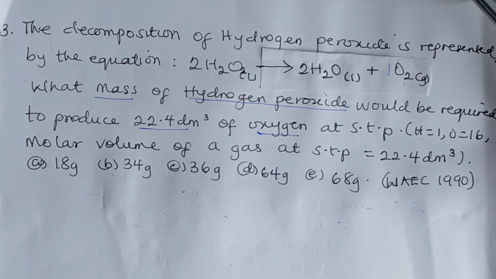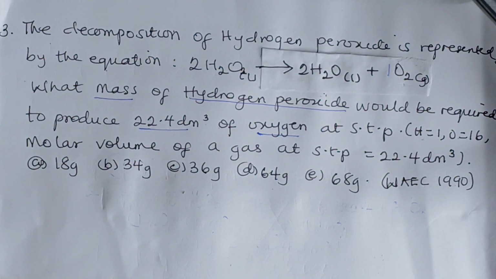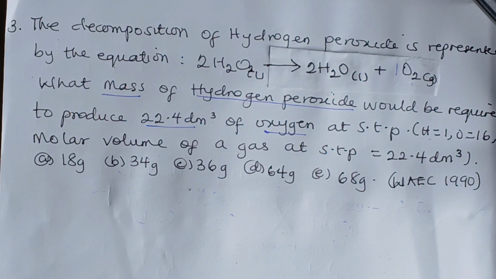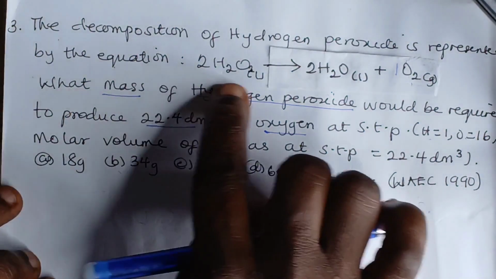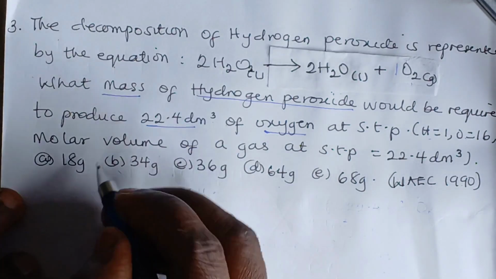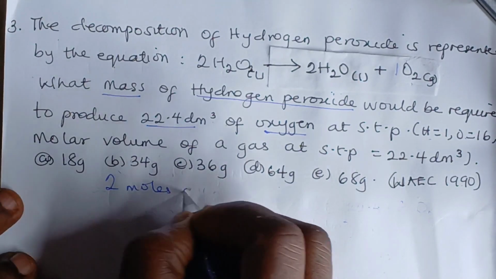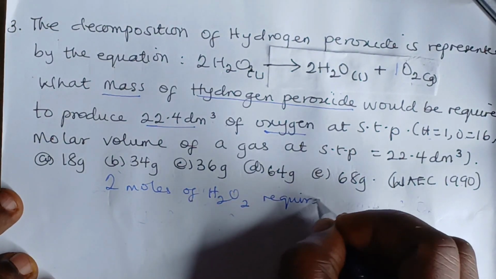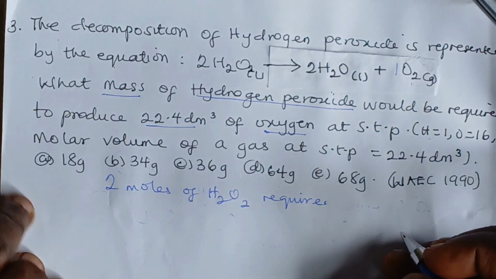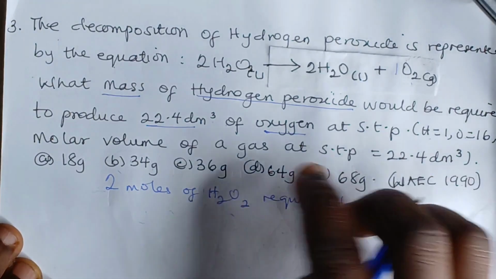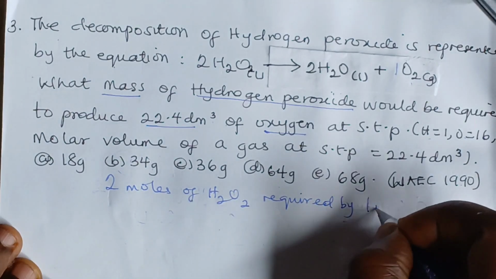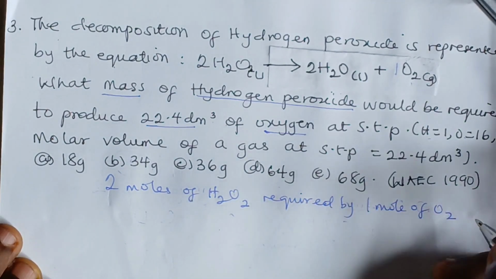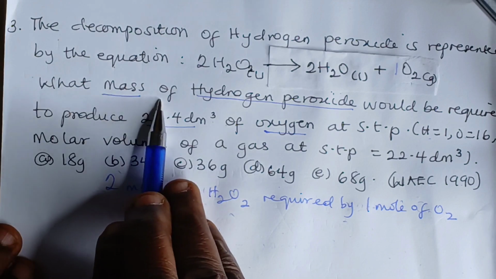So what we need to do, if you are working with questions that have an equation of reaction, you will get the established fact or the first line from the equation of reaction. Then the second line will be from the question itself. So from this equation of reaction, we can see that 2 moles of hydrogen peroxide is required by how many moles of oxygen? 1 mole of oxygen.